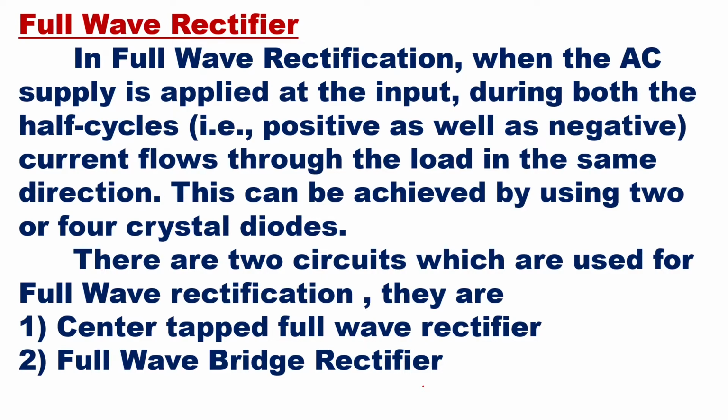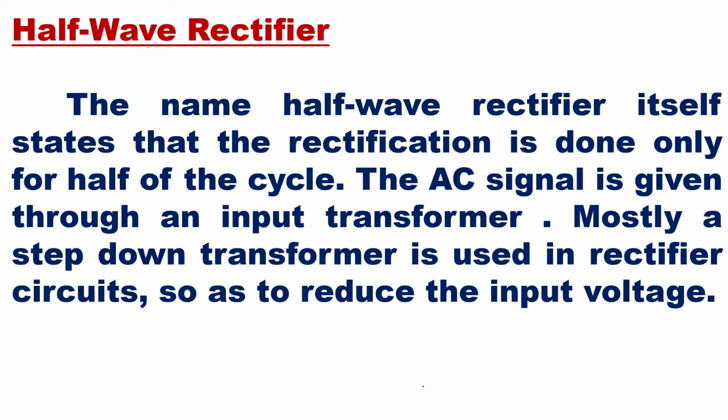Here, let the input be anything, positive half cycle or negative half cycle, the output will be positive only. So for both halves of the input, that is for the full cycle, you are going to get rectification at the output. Then we will now concentrate on the half-wave rectifier.